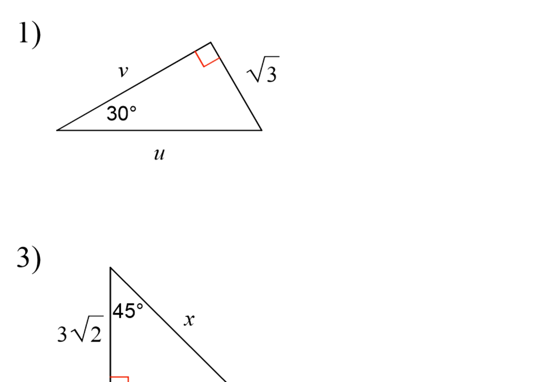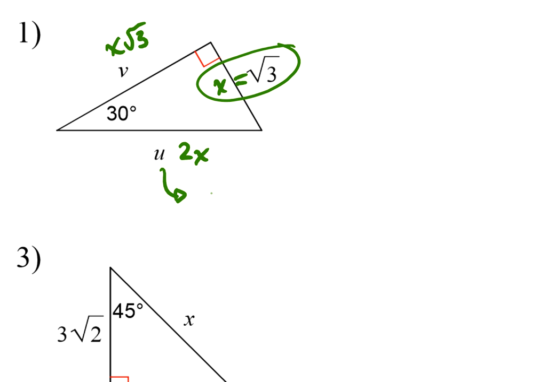If you can see right here, if I think about these parts, the shorter leg is right here, it's x. The hypotenuse would be twice that, it would be 2x. And the longer leg would be x times the square root of 3. So if I know that x is equal to this side, x is the square root of 3, that means that u, the hypotenuse, would have to be 2 times the square root of 3.